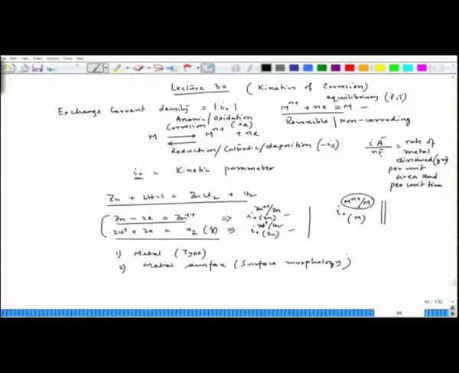One case is metal surface, depending on the type of metal. Let us say we consider this reaction, this hydrogen evolution reaction, let us say this we call it HER, hydrogen evolution reaction. Now, depending on this reaction, we can constitute a cell which is called standard hydrogen electrode, which in short we call SHE.